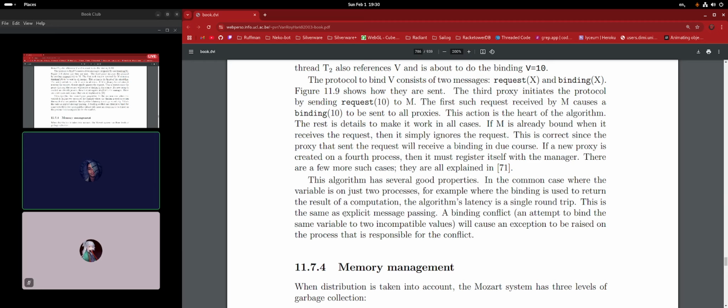This is the same as explicit message passing. A binding conflict will cause an exception to be raised on the process that is responsible for the conflict.